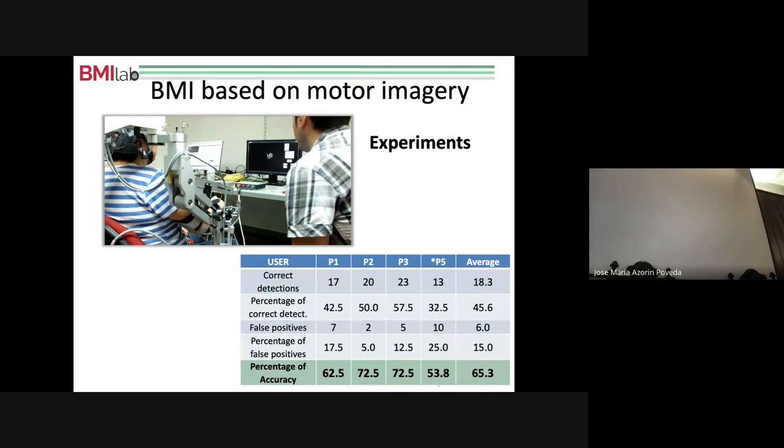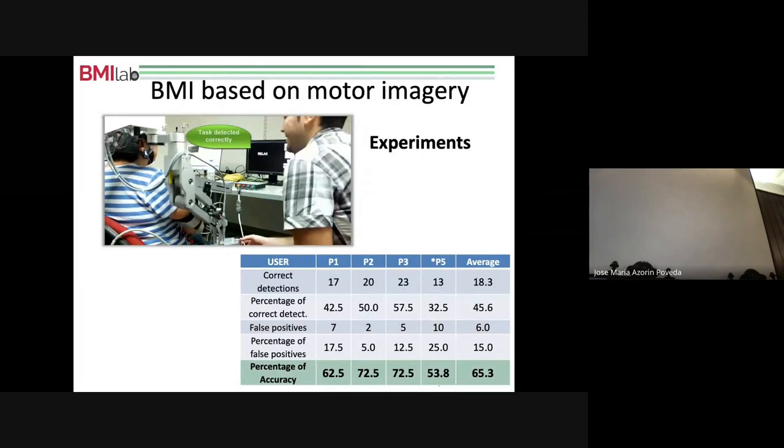So again, if the person wants to do the flexion, we have to repeat the procedure. Again, the person has to think that he or she is moving the arm. But as you can see here, for instance, in that case, the BCI hasn't detected the intention, so we have to repeat the procedure again. We have to ask the user, okay, think about that again.